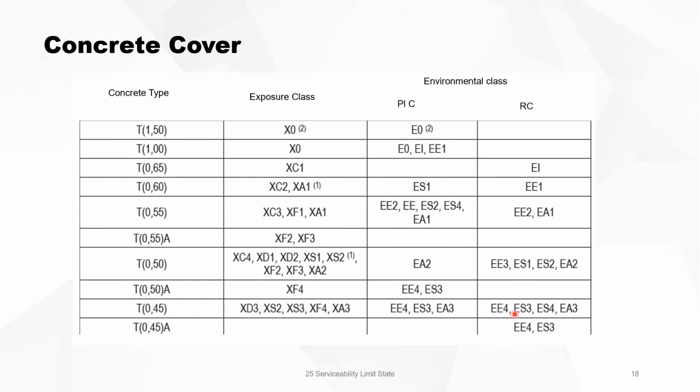When the environmental class is fixed, you can have a corresponding concrete type. So for instance, for E1, the environmental class inside the house, inside the building, you should at least have a concrete type T.065. 0.65 is the cement water ratio. So now, for each environmental class, you can look up what is the required concrete type.